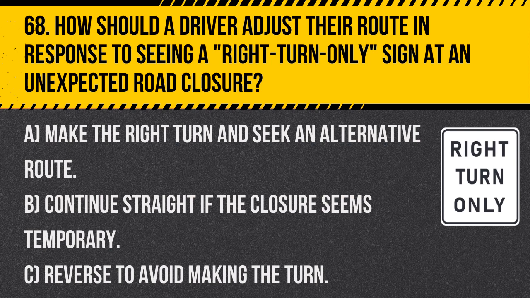B. Continue straight if the closure seems temporary. C. Reverse to avoid making the turn. Answer: A. Make the right turn and seek an alternative route. Adhering to traffic signs while finding a safe detour ensures compliance and safety.